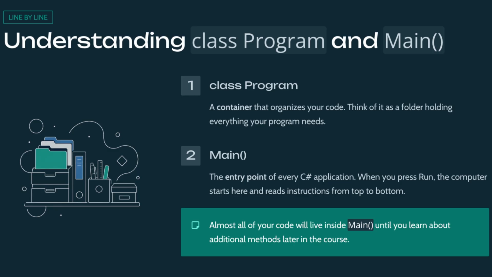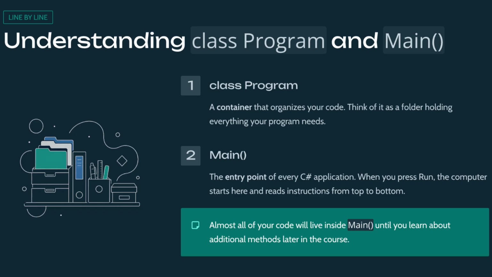After importing the System namespace, the next part of our program is the class. In C#, every program is organized into classes. You can think of a class as a container or folder that stores related code together. In our example, the container is named Program. Inside this class is the Main method, which is one of the most important parts of every C# application.